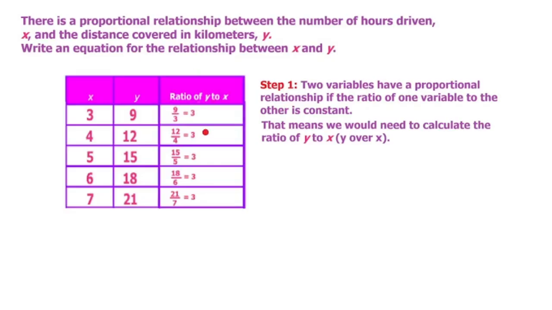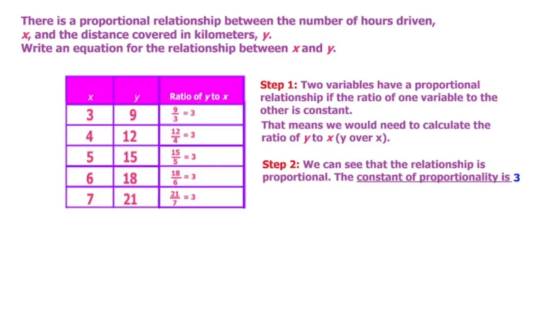So y over x, so it's 9 over 3 equals 3. And then here it's 12 over 4 also equals 3. 15 over 5 equals 3. 18 over 6 also equals 3. And then 21 over 7 equals 3. So we can see that the relationship is proportional. The constant of proportionality is 3.